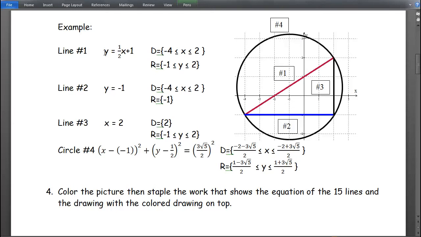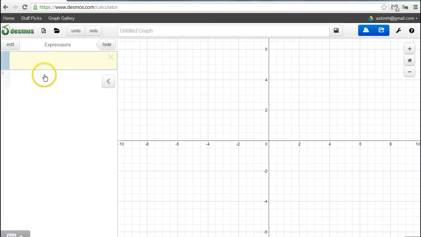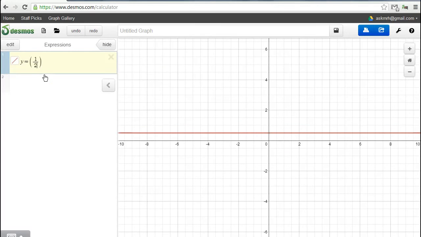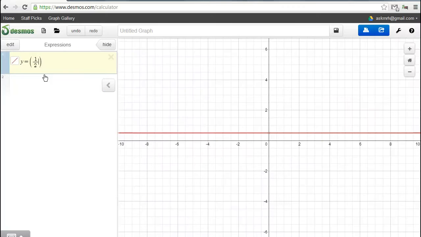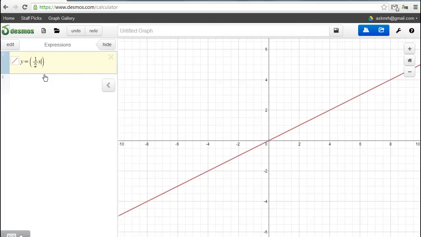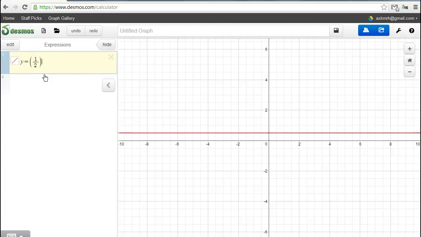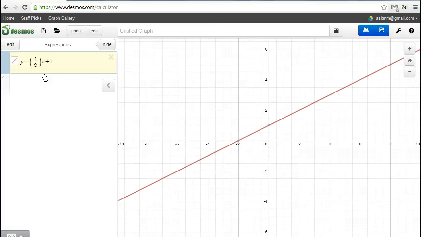Does that make sense? So let's graph the first line, line 1. What's the equation of this line? Well, it's got the y-intercept at 1, slope of 1 half. I even told you what it is, right? So let's put that in. It's really easy. All you have to do is just type that in. Y equals, was it half? So when you put half, you should put parentheses, 1 over 2, and then x plus 1. Actually, half times x plus 1 like this. Okay, there you go. There's my line, right?